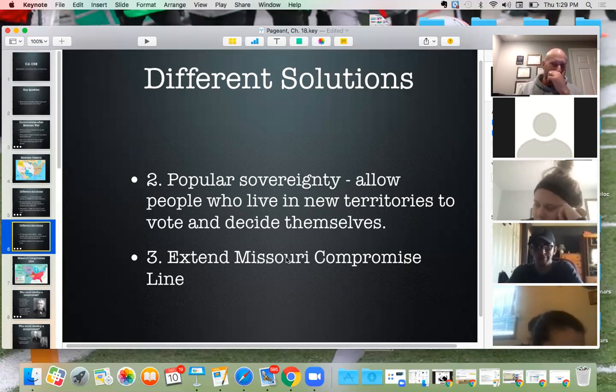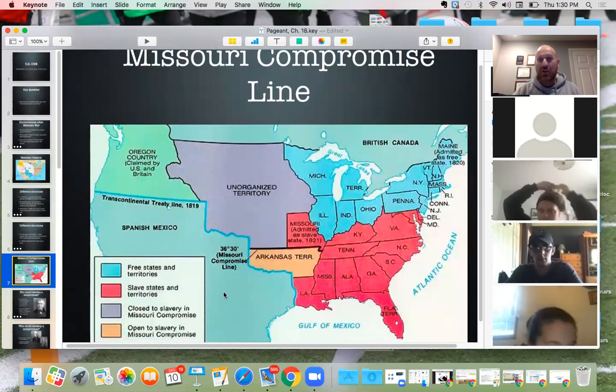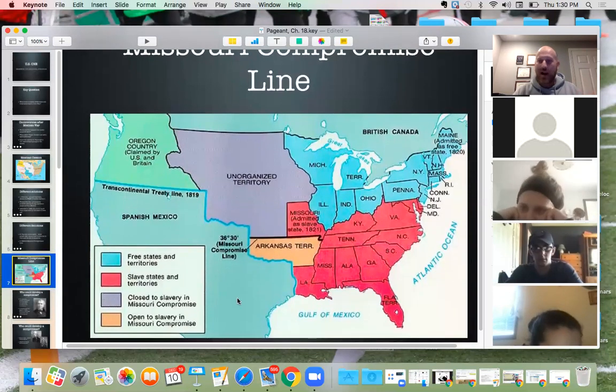And then the third idea, and this will help fill in some gaps of things that we had to move past, is extend the Missouri Compromise line, okay? And I'll explain that in a moment. Okay, so we're going to go back in the past for a moment and talk about the Missouri Compromise. I mean, we're always in the past, but we're going to go back from where we're at.